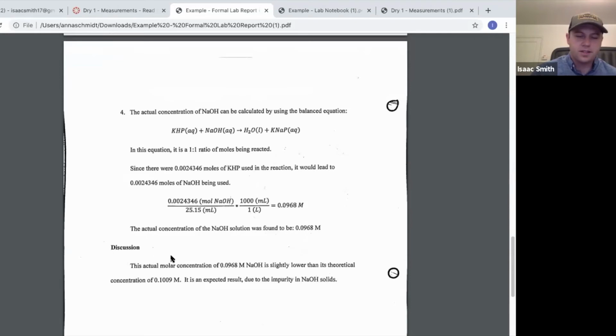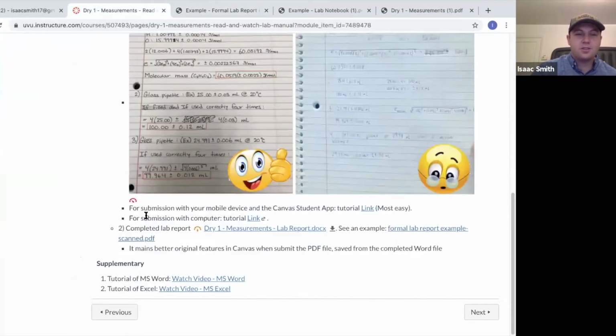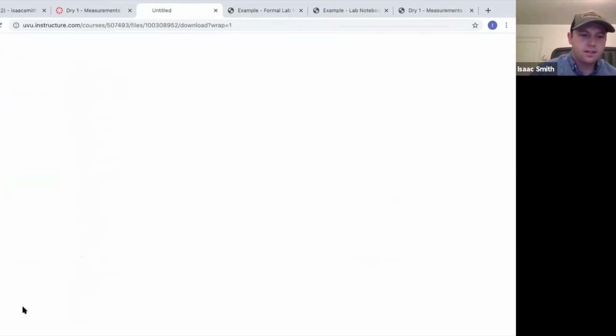Right? So this one is titration. I don't think you guys have talked about it in your classes, but it says actual molar concentration is slightly lower. And so it kind of goes over what we expected, what we actually found, right? All right. So sorry if that's not super clear. Sorry, I was going to download this real quick.